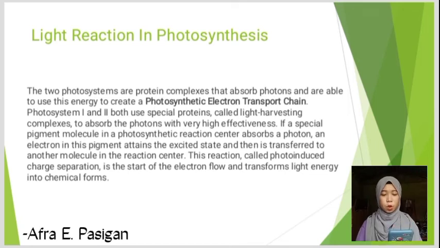This reaction, called photo-induced charge separation, is the start of the electron flow and transforms light energy into chemical form.